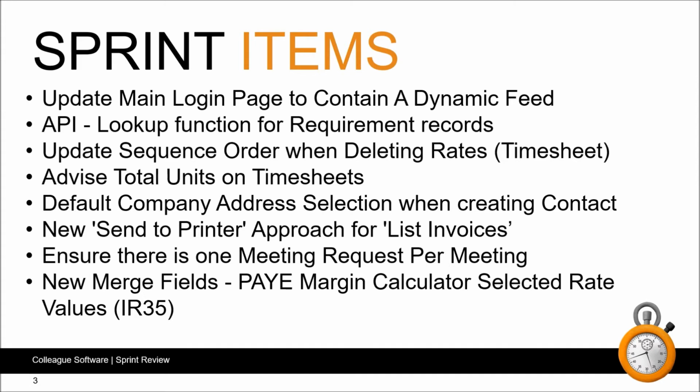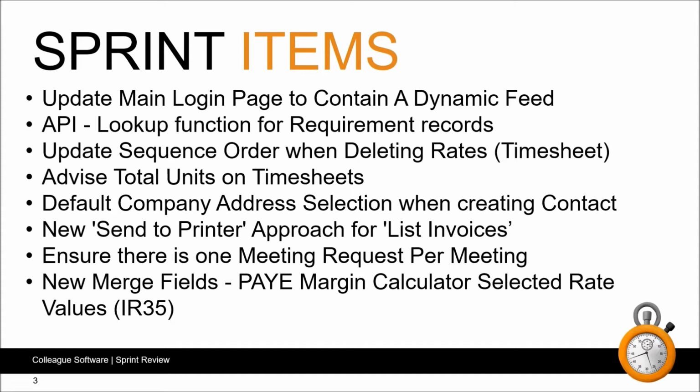requirement records. We fixed an issue so that the sequencing order is retained when deleting rates. This had a knock-on effect when creating a timesheet. We've also updated the timesheet form to provide total units. We've added a global setting against the contact section on whether the primary company address is allocated to a contact when it's created. We've implemented a new send-to-printer approach for list invoices.